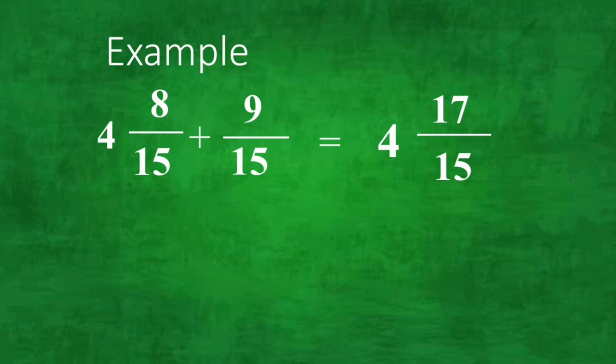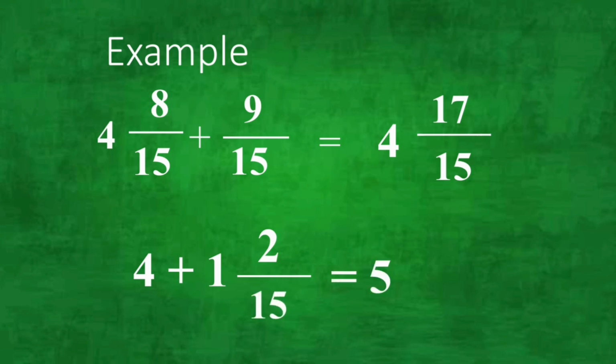So 4 and 17 over 15 will become 4 plus 1 and 2 over 15. Now 4 plus 1 is equal to 5. Then copy the fraction 2 over 15. The answer is 5 and 2/15.